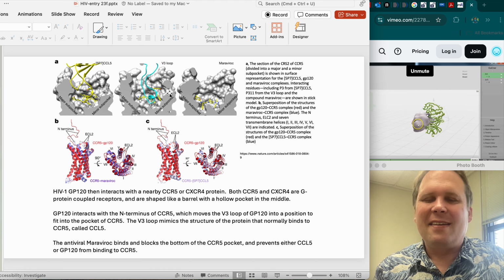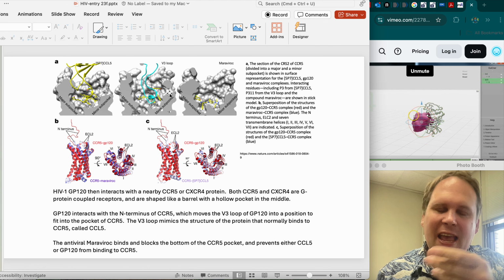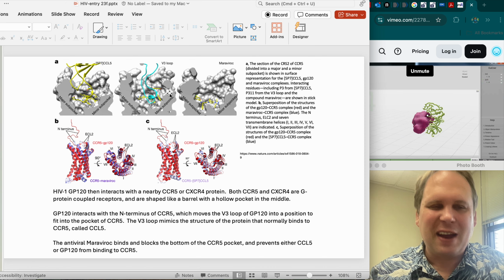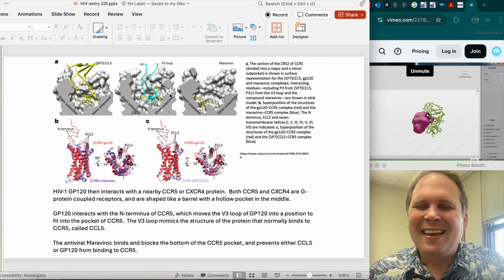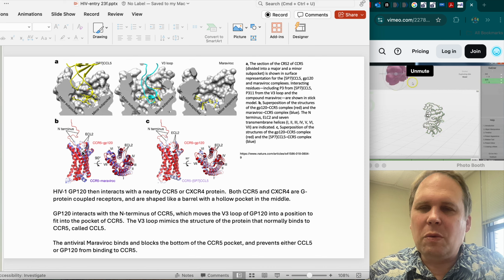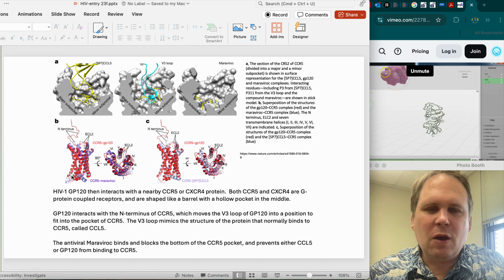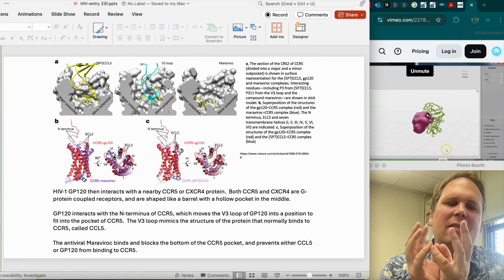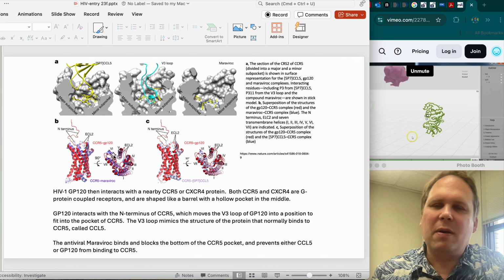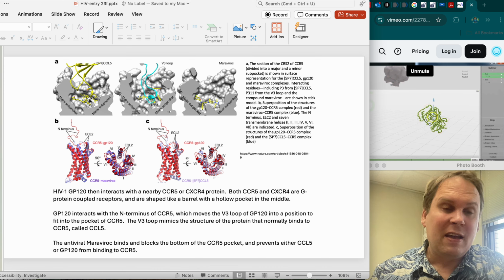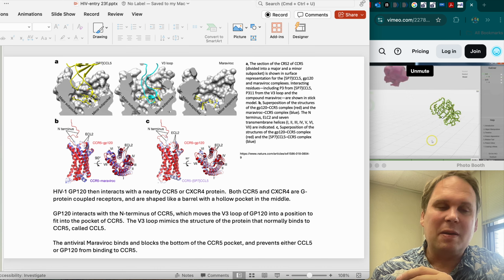And it does. And this can only happen efficiently after V1 and V2 have moved out of the way, which is after CD4 binding. Of course, right? You know this. Okay, then you will get a conformational change to these co-receptors. The conformational change is going to tilt some of these helices in by just a little bit, but it's enough that they can get a real nice grip on the V3 loop or CCL5. That's how G protein coupled receptors work.